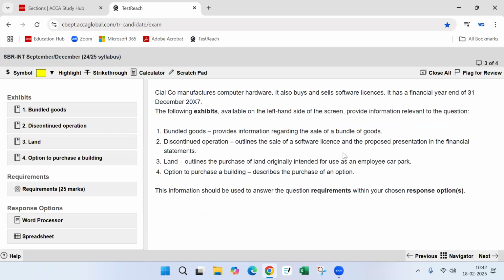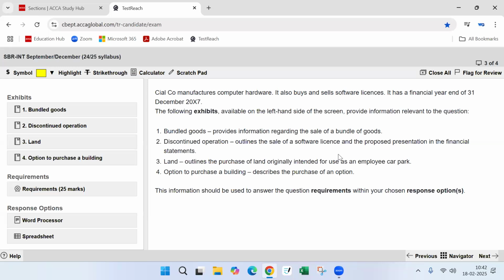Question 3. Now, this question is a very good question again because they are actually testing a lot of standards. Predominantly, it is being tested from IFRS 15, then discontinued operation IFRS 5, IAS 16 land, option of purchasing, I think IFRS 9, etc. I've not seen the requirement, so I believe it is IFRS 9 because it's options. Yeah, it's options, IFRS 9 only.